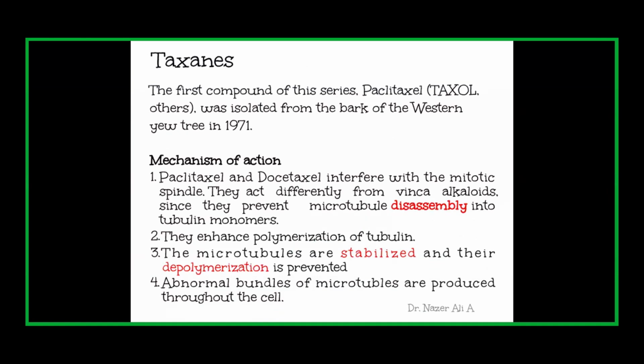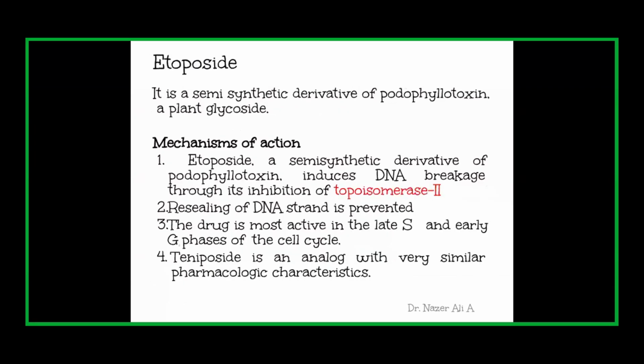Vinca alkaloids inhibit the polymerization, but taxanes prevent the depolymerization and stabilize. But here the dimers, the alpha and beta subunits, are abnormal. Abnormal bundles of microtubules will be produced when we are giving taxanes like paclitaxel and docetaxel. Another class of drugs we have is topoisomerase inhibitors.